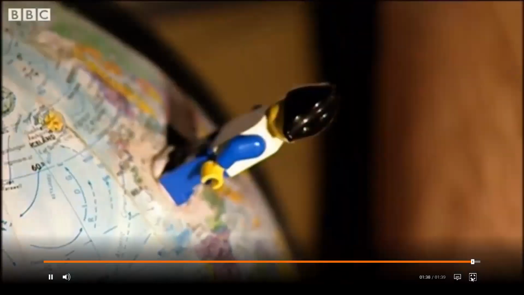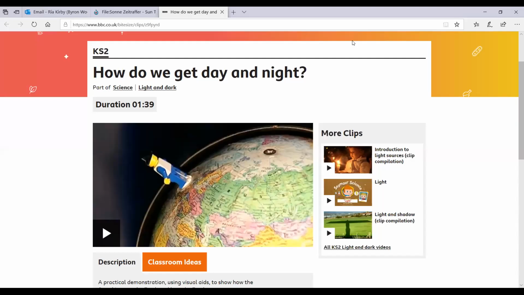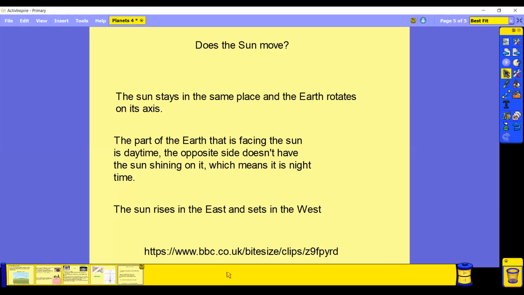Okay, so that's a little bit further of an explanation then as to how the Earth rotates, and it gives us day, which is the side that's directly facing the sun, and then nighttime is the opposite side. Okay then, so what I'm going to do is share and show you what your worksheet is going to look like.